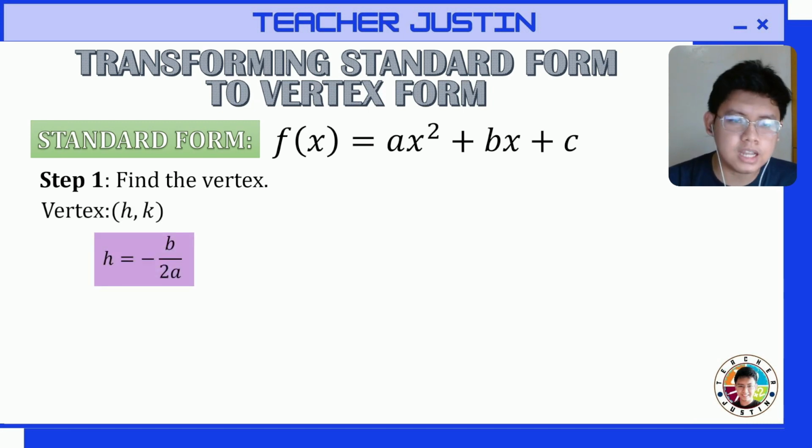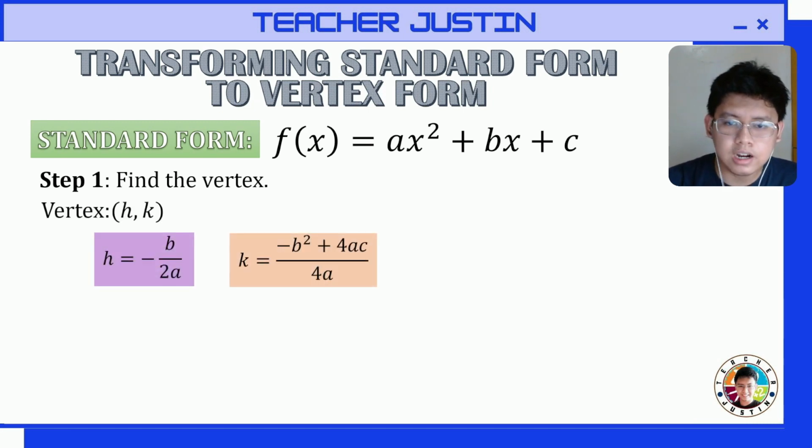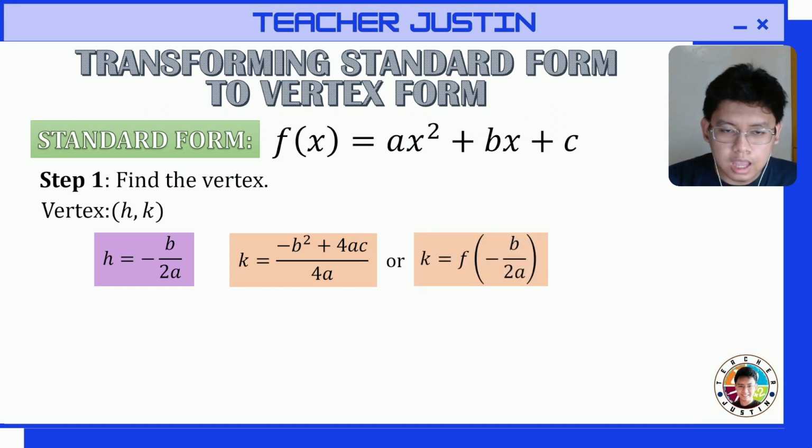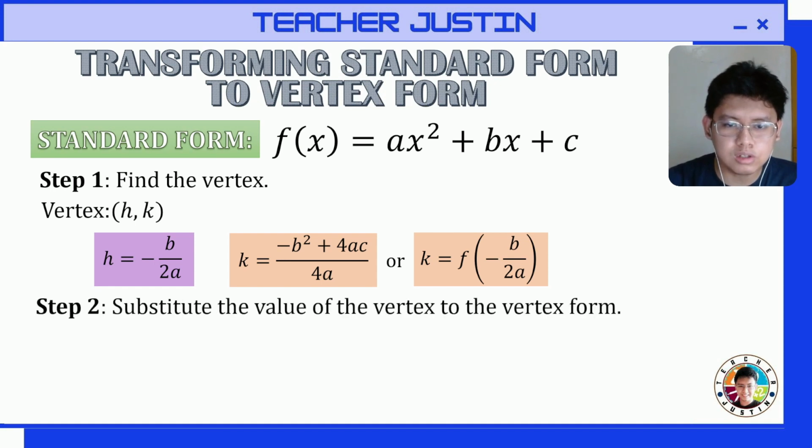h is equal to negative b over 2a and our k is equal to negative b squared plus 4ac over 4a. Or we can just substitute the value of our x-coordinate dun sa ating original standard form to get our value of k. Now, pag nakuha na natin yung vertex natin, we will now substitute the value of our h and k sa ating vertex form.